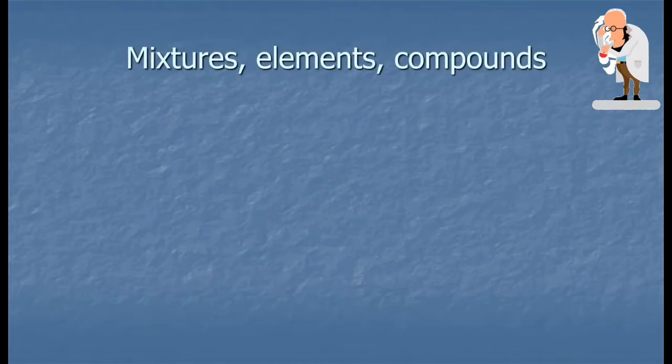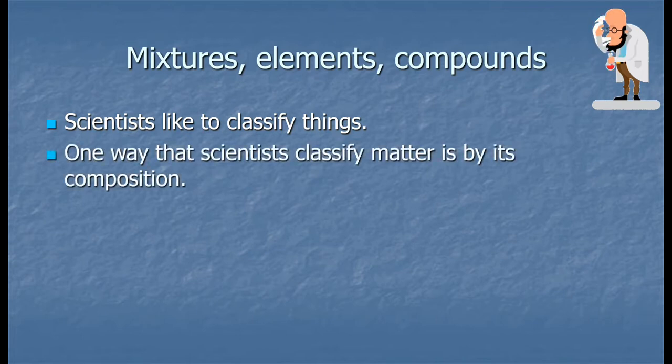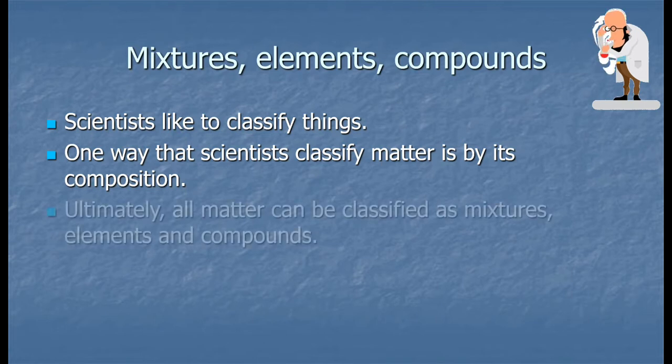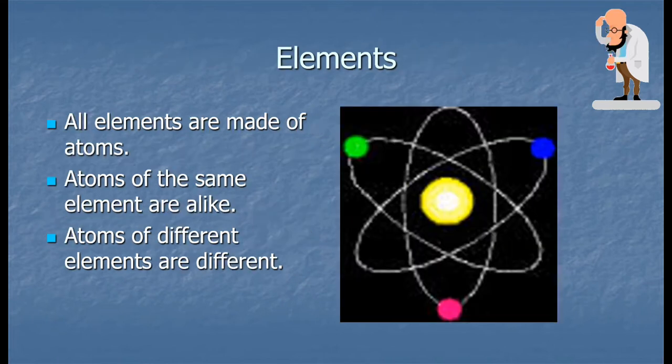In our previous class, we learned about mixtures, elements, compounds. Now, remember that scientists like to classify things. One way that scientists classify matter is by its component or by its composition. वो किस चीज से बने हैं, कितनी चीजों से बने हैं. Ultimately, all matter can be classified as mixtures, elements, and compounds.